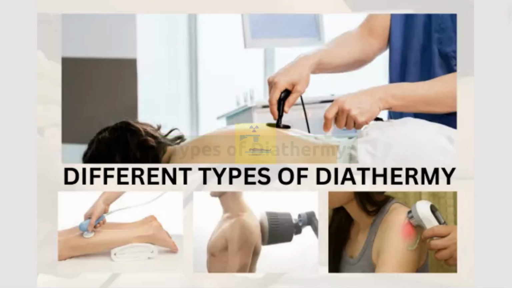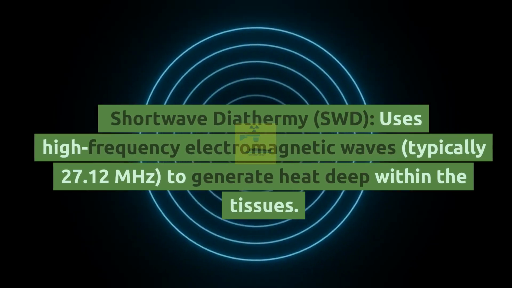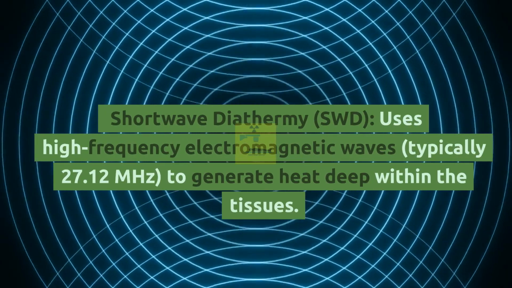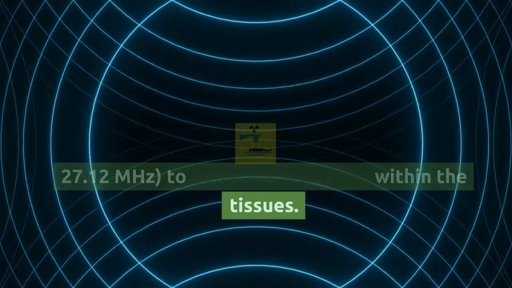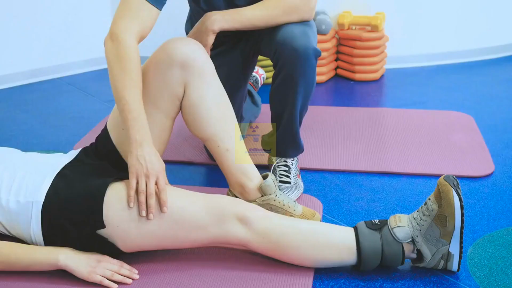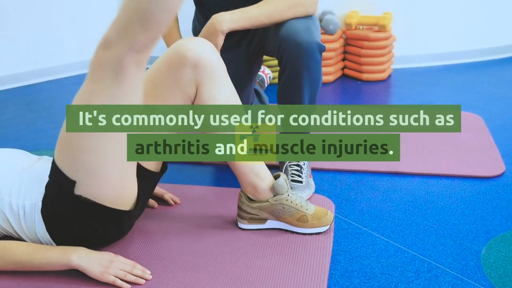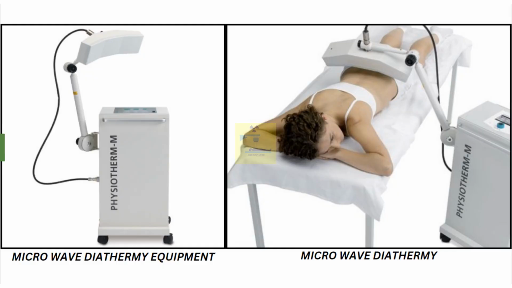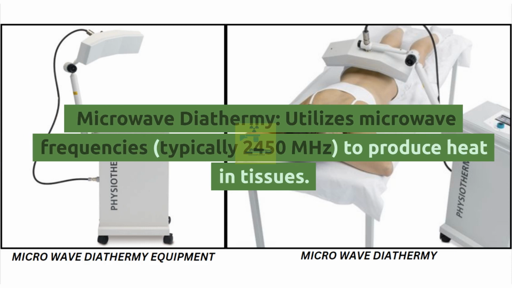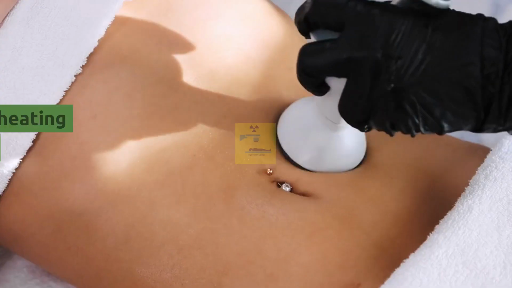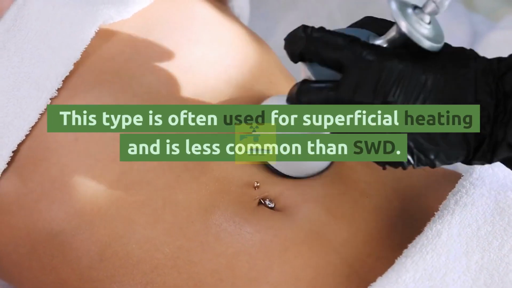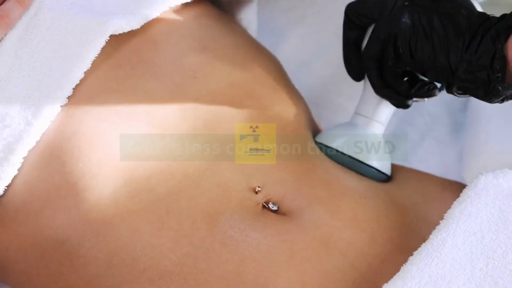Types of diathermy. Shortwave diathermy, SWD, uses high-frequency electromagnetic waves, typically 27.12 MHz, to generate heat deep within the tissues. It's commonly used for conditions such as arthritis and muscle injuries. Microwave diathermy utilizes microwave frequencies, typically 2450 MHz, to produce heat in tissues. This type is often used for superficial heating and is less common than SWD.